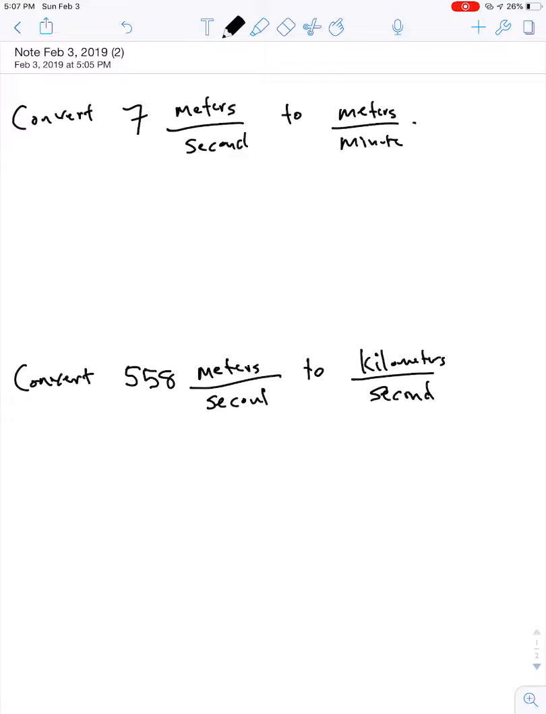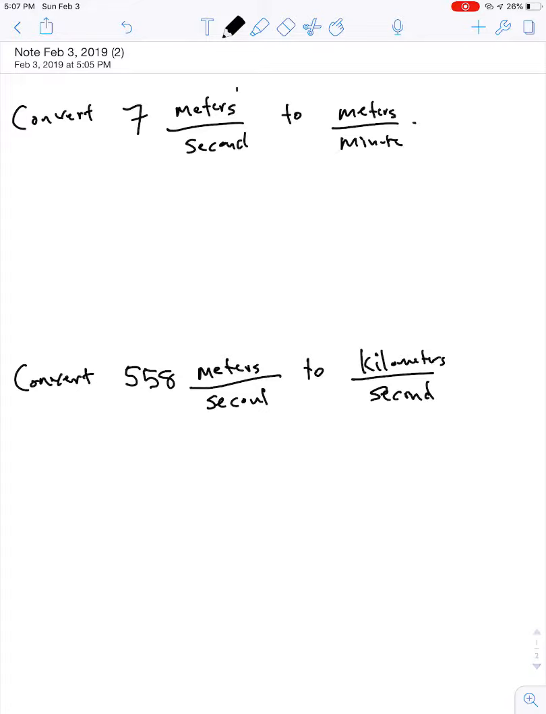And here are a couple example problems. So the first example reads, convert 7 meters per second to meters per minute. On both of these problems, we're going to have one unit that stays the same, and we're converting the other. As you get into more advanced unit conversion, into more middle school math, it will ask you to convert both the top and the bottom at times, both the numerator and the denominator.